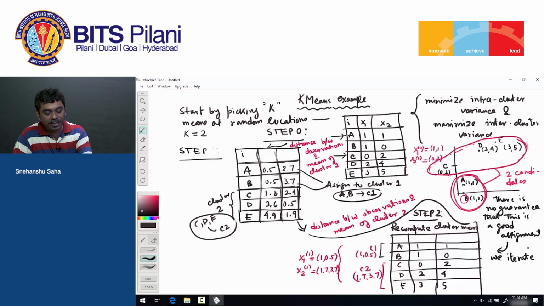The reason why you had 0 entries before is because you took your observation as a cluster mean to begin with, right? Now I'll compare these. This is the lowest between the two, this is the lowest between the two, this is the lowest between the two. So these three guys will become my new cluster.